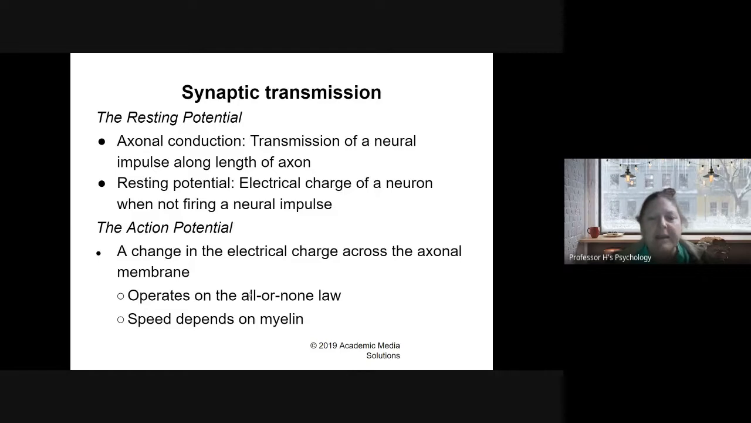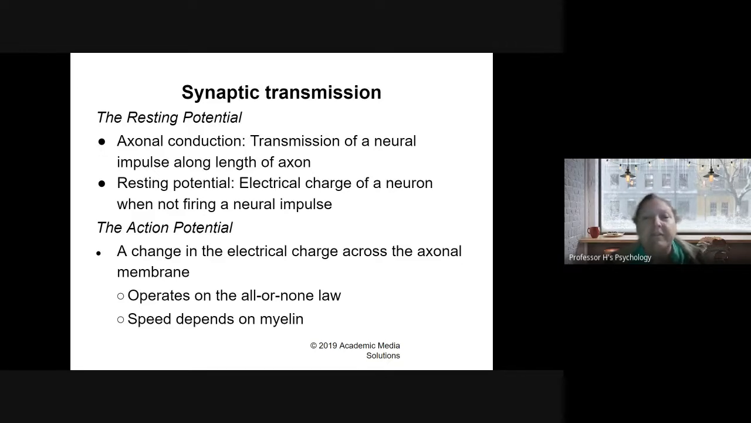It operates on an all or none basis. So basically, what that means is you don't have half an action potential or a weak action potential. The cell either fires or not. Just like if you were firing a gun, you're either pulling the trigger and it shoots, or you're not pulling the trigger and it doesn't shoot. And it's going to shoot the same every time. It doesn't matter how hard you pull the trigger, it's going to shoot the same every time.